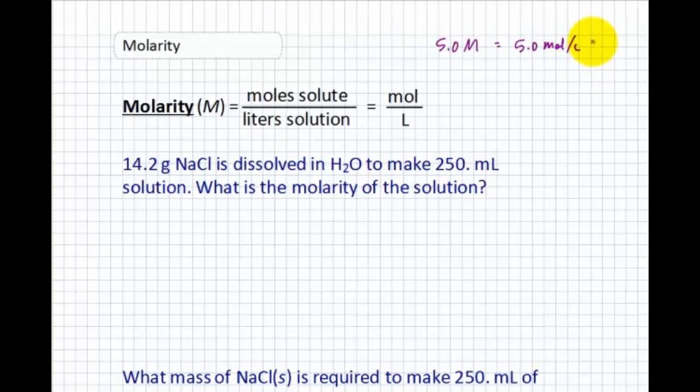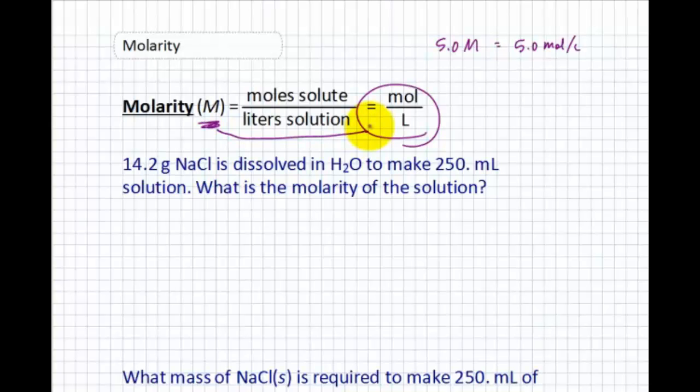It does not mean 5.0 m per liter. That m does not mean moles. That m means moles per liter. It means the fraction. So please keep those separate from each other. It's related to moles, but it's how many moles have dissolved per liter of solution.